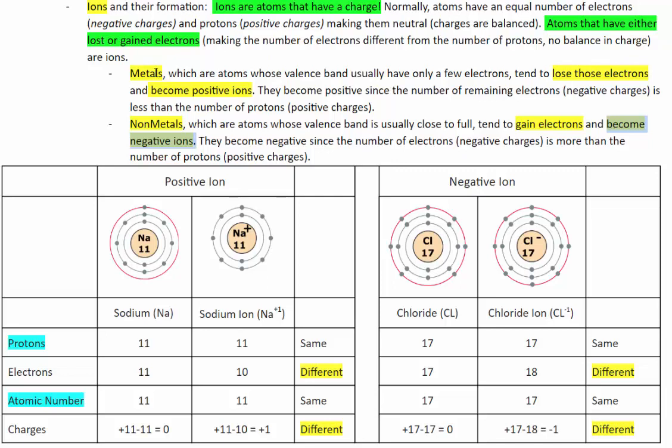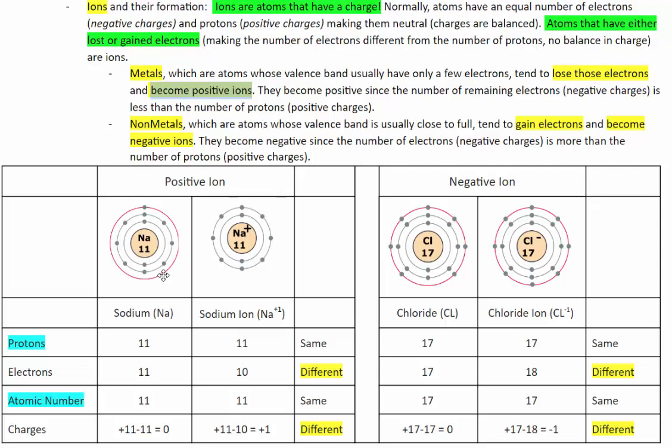Okay, so metals have the tendency of becoming positive ions because they lose electrons, and nonmetals have the tendency of becoming negative ions because they gain extra electrons. Metal ions, positive ions, have more protons than electrons. Negative ions have more electrons than protons.